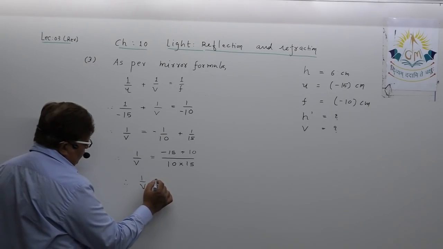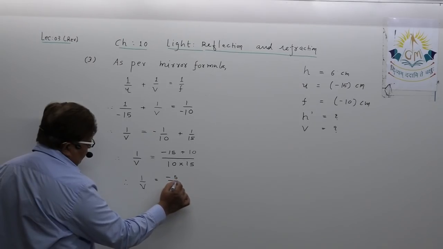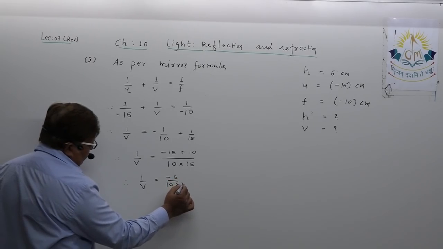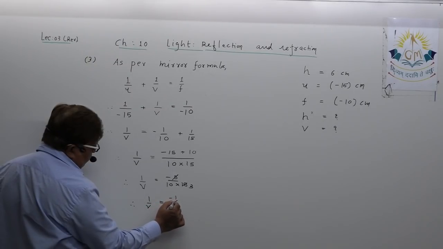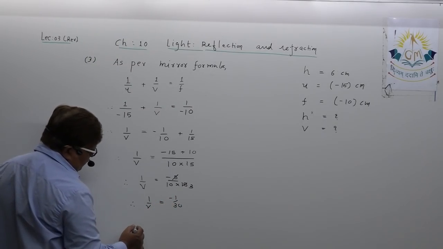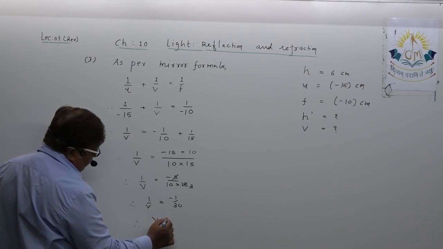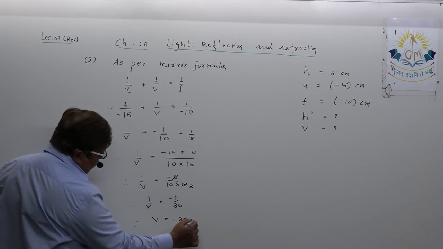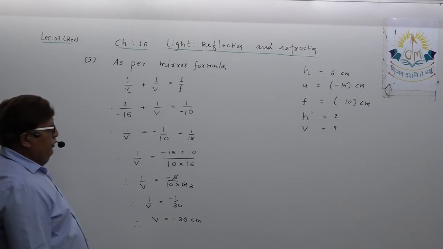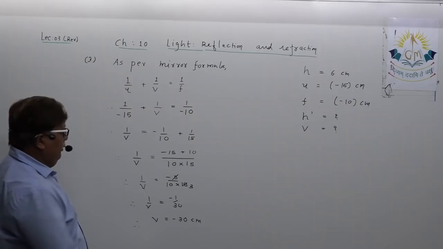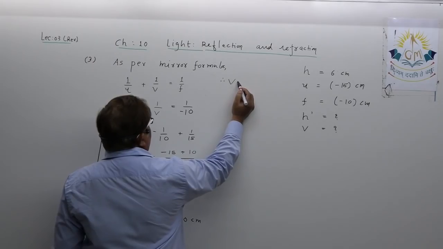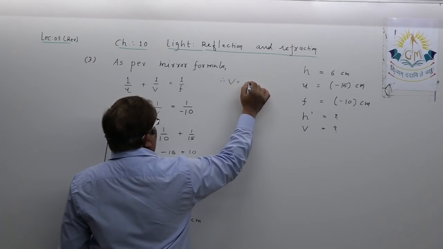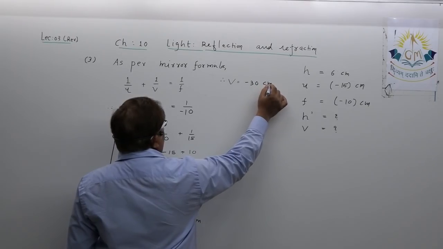Next step. 1 upon V equals minus 5 upon 10 into 15. 5 threes are 15, so 1 upon V equals minus 1 upon 30. Just reciprocalize it, you got V as minus 30 centimeter. You would like to write it this way: V equals minus 30 centimeter.